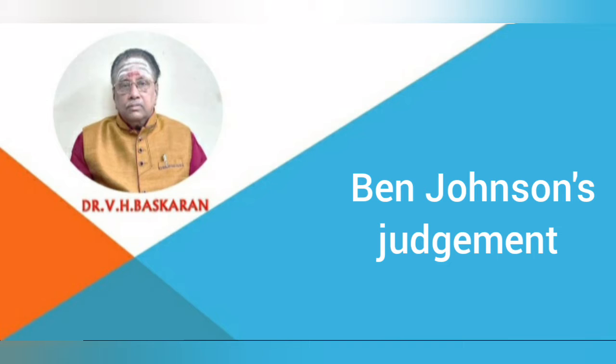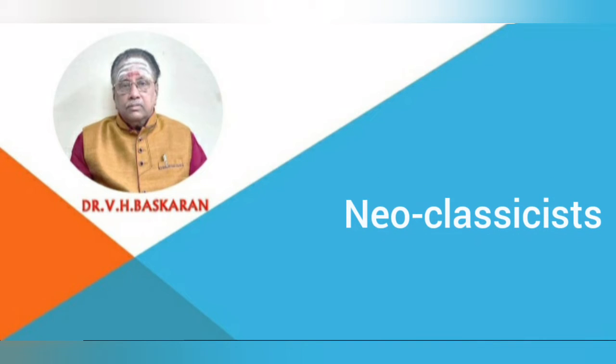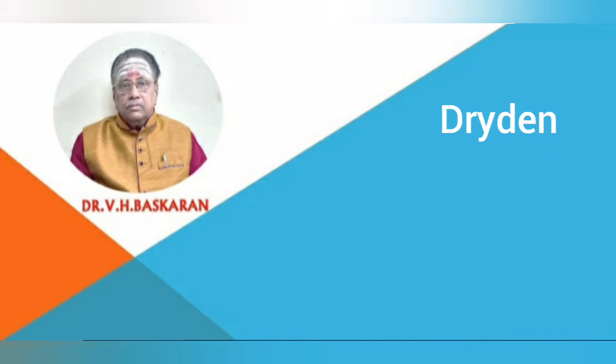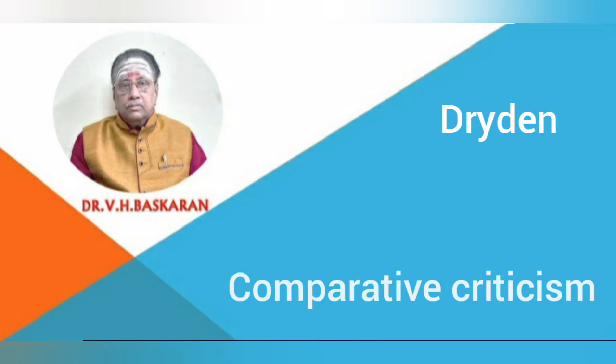When you look into neoclassic criticism, the neoclassicists from the middle of the 17th century till almost the end of 18th century accepted the classicists as their models. Dryden starts comparative criticism in English and makes criticism as respectable as literature. He educates his readers in the skills of responding to works of art.